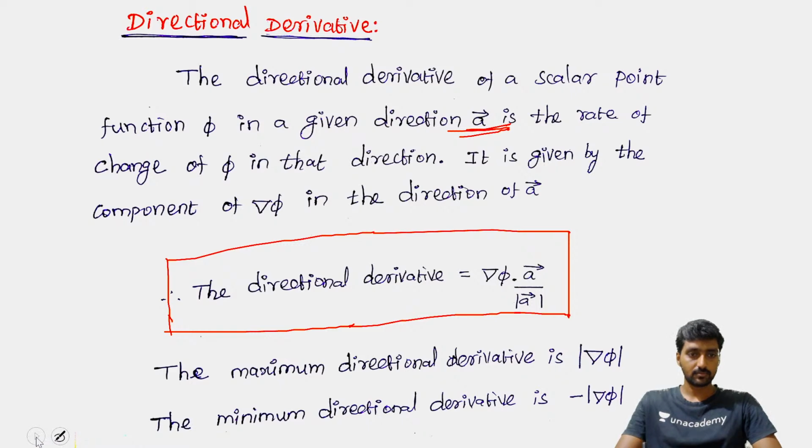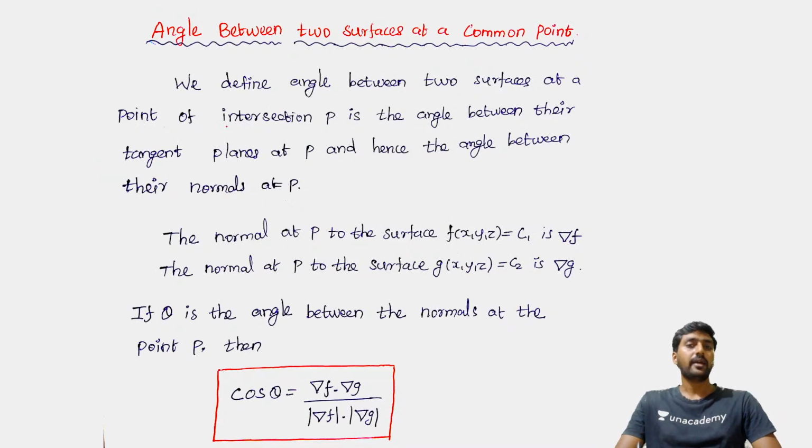Next, angle between two surfaces at a common point. The angle between the two surfaces, or between the two tangents, or between the two normals, is given by cos theta equals del f dot del g divided by modulus of del f into modulus of del g.